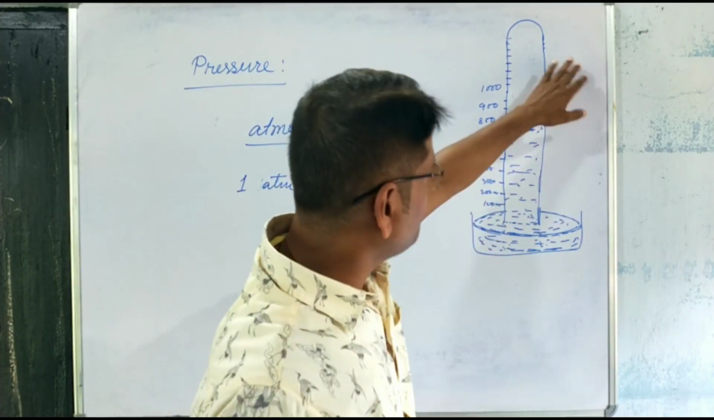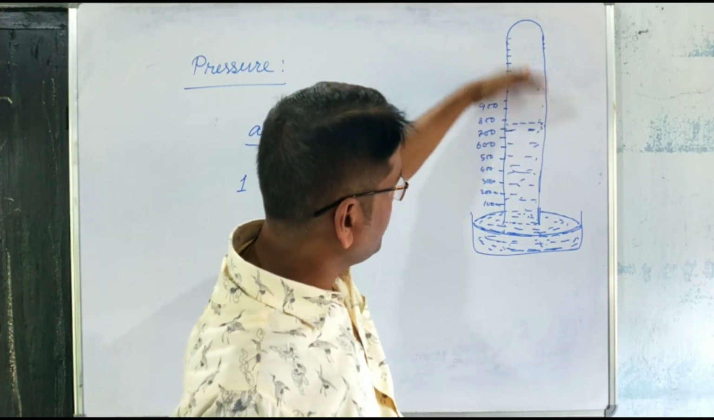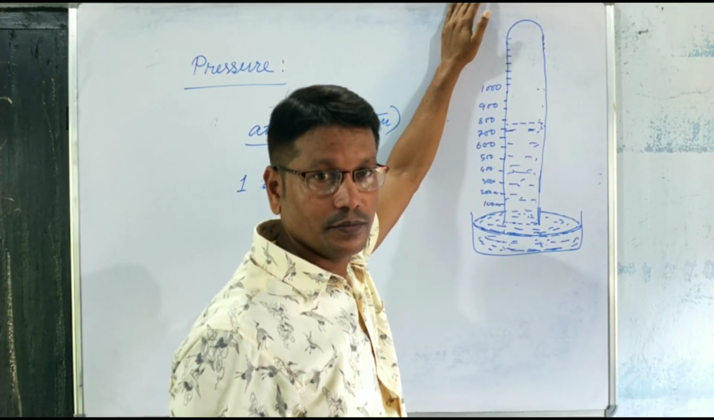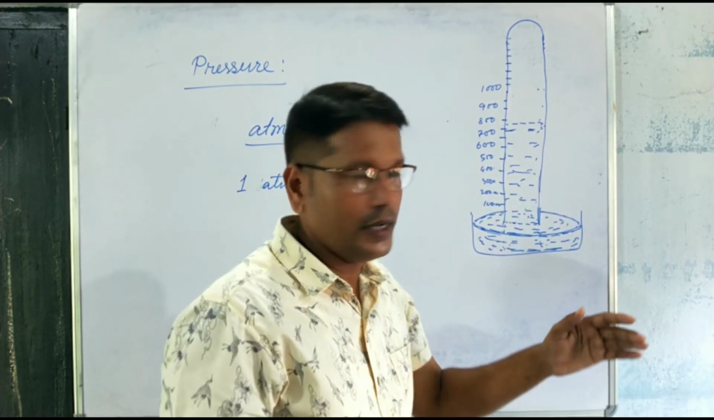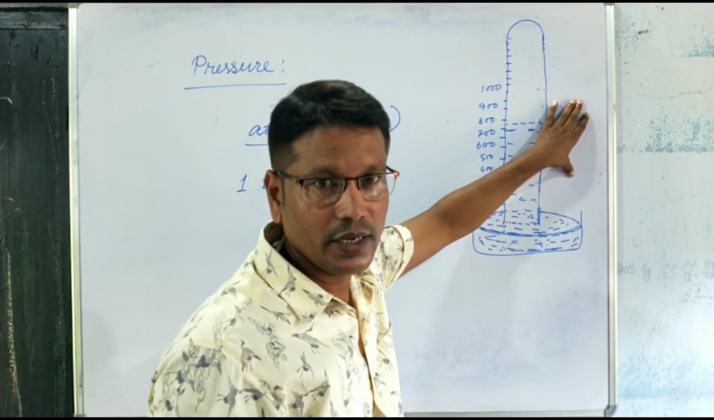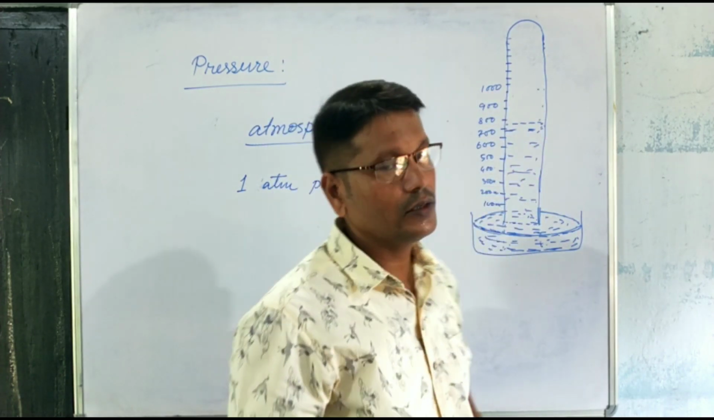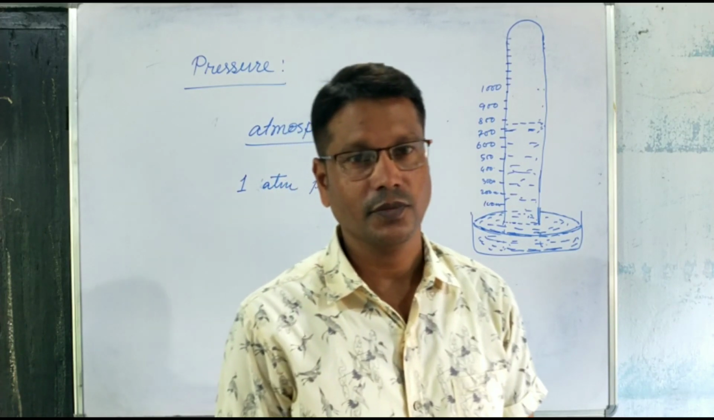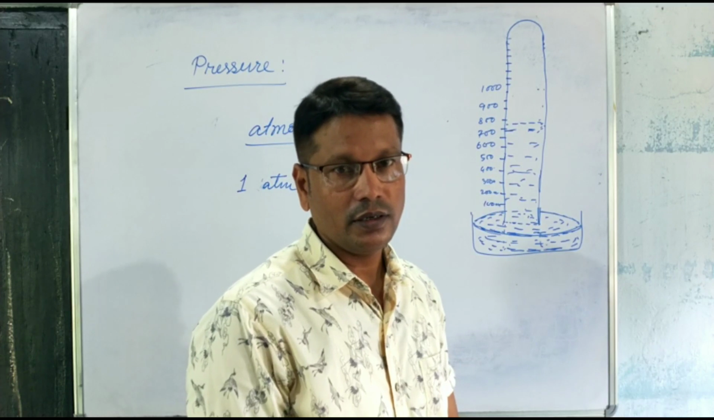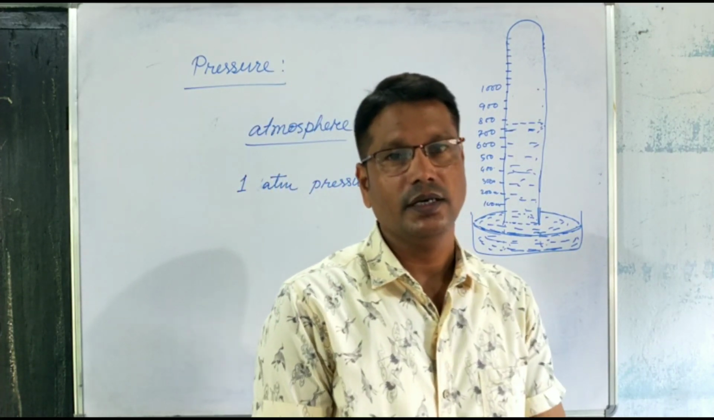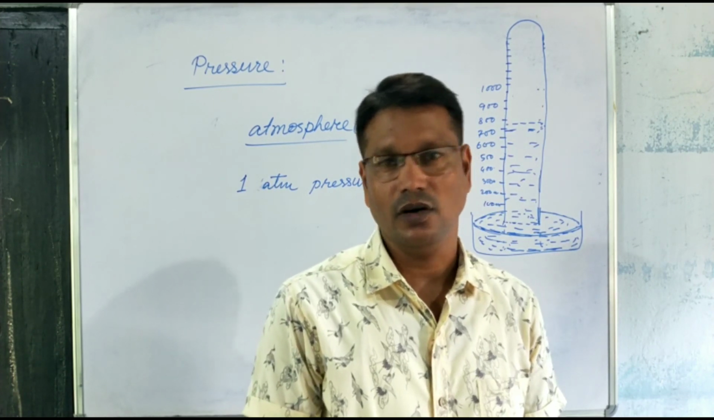So when the atmospheric pressure increases, then the mercury level rises up within the column. And when the atmospheric pressure decreases, then the mercury column goes down. Okay, so from that movement of the mercury column we can say about the atmospheric pressure, whether it increases or decreases.